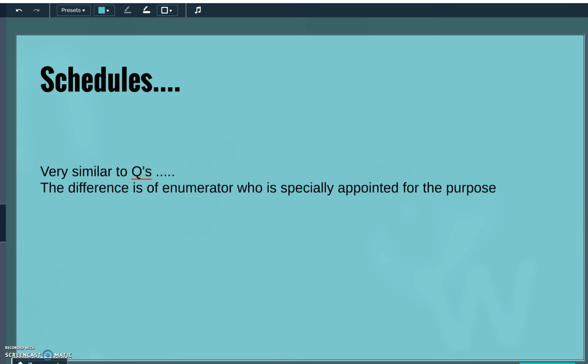It becomes costly because in that case, you have to employ a person who would go and ask questions, or you have to go yourself. So this becomes time consuming and costly in that case.